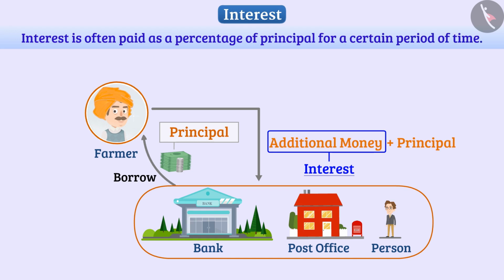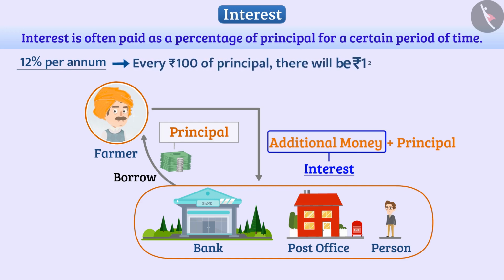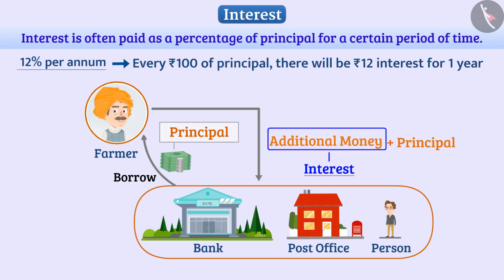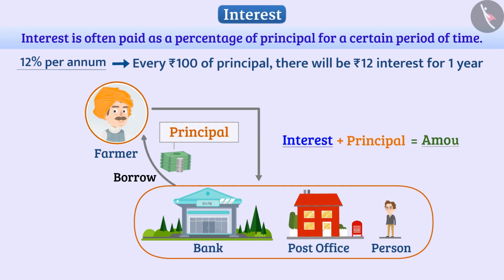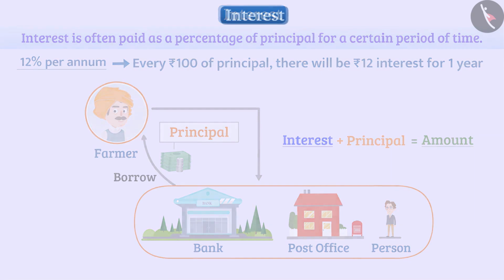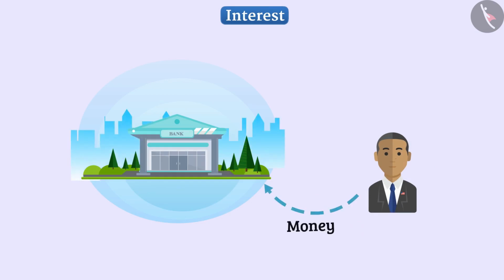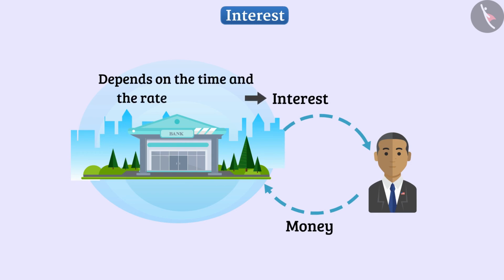For example, 12% per annum means that for every rupees 100 of principal, there will be rupees 12 interest for 1 year. The total amount to be returned by adding principal and interest is called amount. When we deposit money, the bank also gives us some interest on it, which depends on the time and the rate of interest.